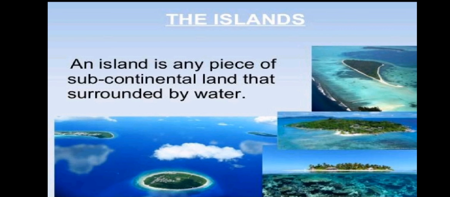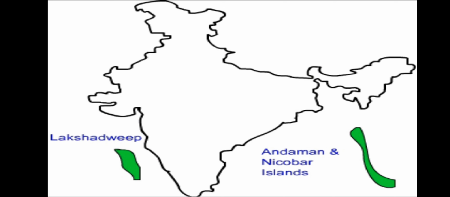Now let us talk about islands. Now what are islands? An island is a piece of land that is surrounded by water from all sides. Now, if we talk about islands, first of all we need to look at the map where roughly you can locate the Andaman and Nicobar Islands and the Lakshadweep Islands.